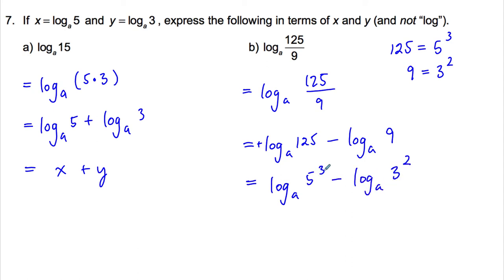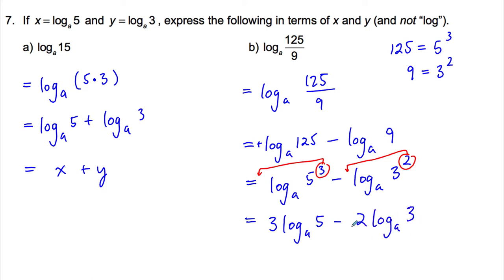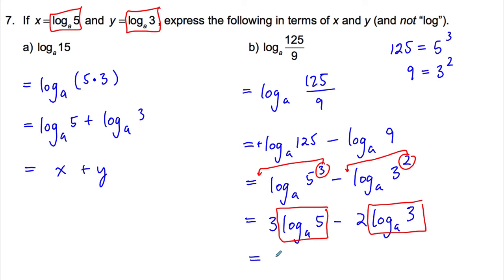Then we can use another logarithm property that says that exponent can come down in front as a coefficient for both of those. And we end up getting 3 times log base A of 5 minus 2 times log base A of 3. Now you might say, how did we know to do that? We really wanted to get this expression, log base A of 5, and this expression, log base A of 3. And so what goes in the first red box is x, and what goes in the second red box is y. So we end up getting 3x minus 2y.